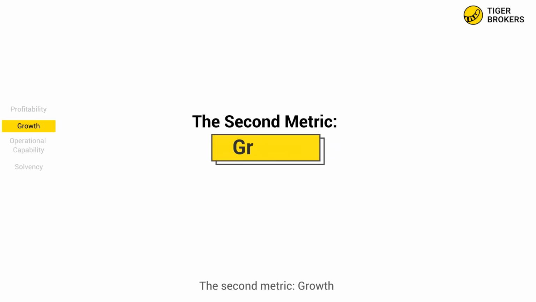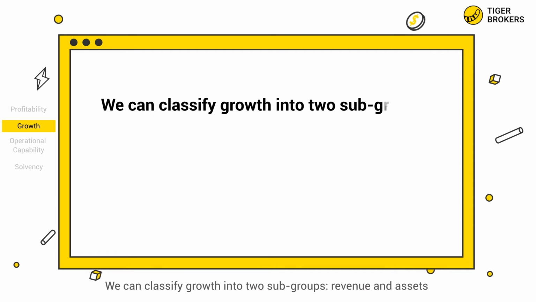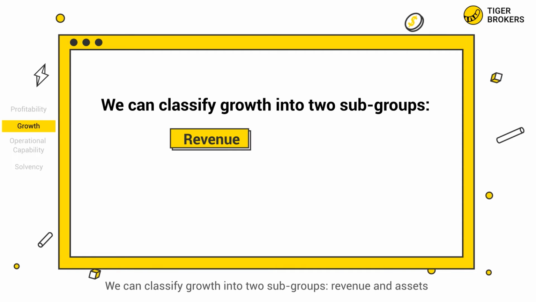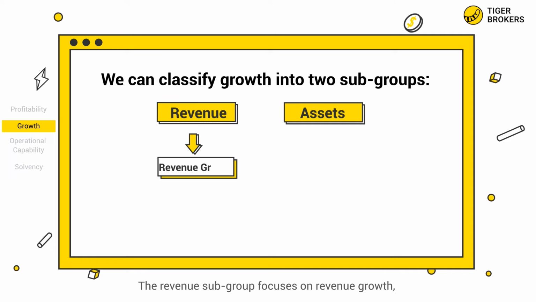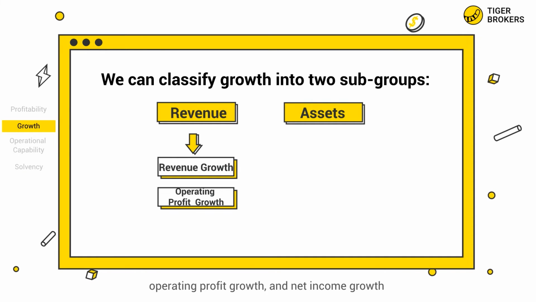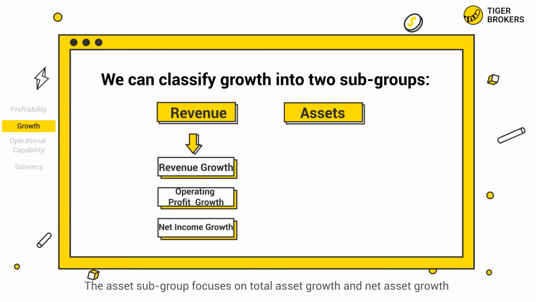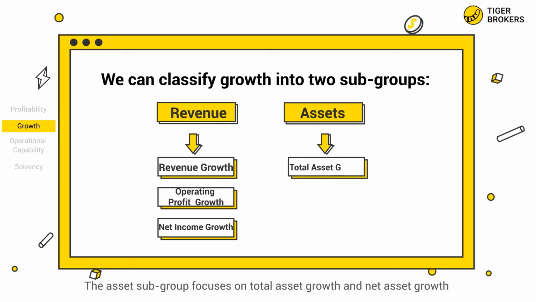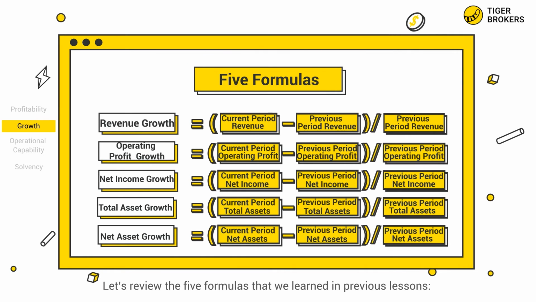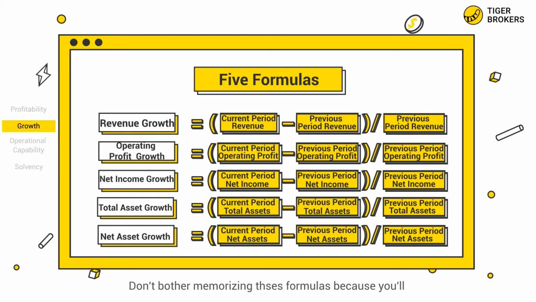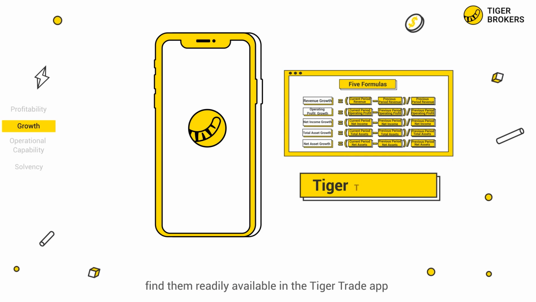The second metric, growth. We can classify growth into 2 subgroups, revenue and assets. The revenue subgroup focuses on revenue growth, operating profit growth, and net income growth. The asset subgroup focuses on total asset growth and net asset growth. Let's review the 5 formulas that we learned in previous lessons. Don't bother memorizing these formulas because you'll find them readily available in the Tiger Trade app.